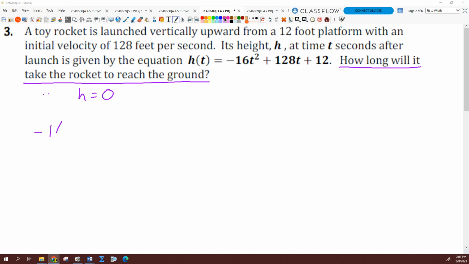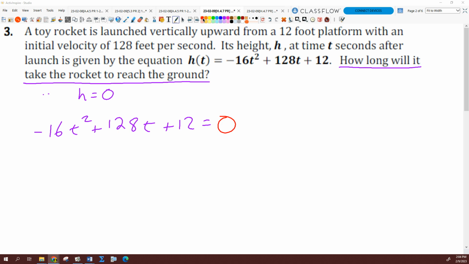negative 16t squared plus 128t plus 12 equals 0. Well, now we just switch into algebra mode and solve. So now you can kind of just focus on the task. How are we going to solve that?